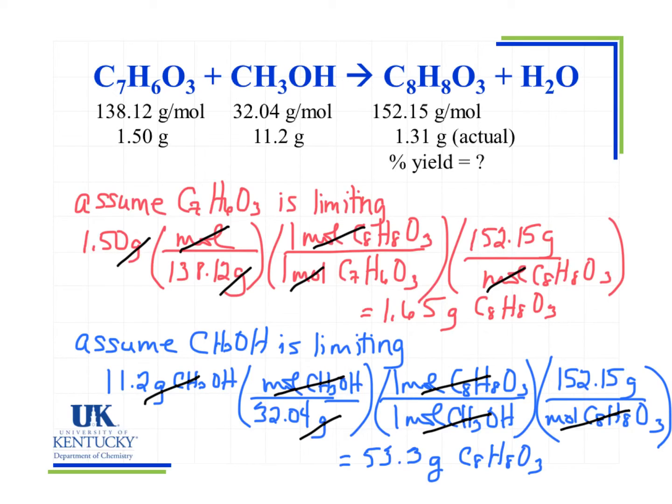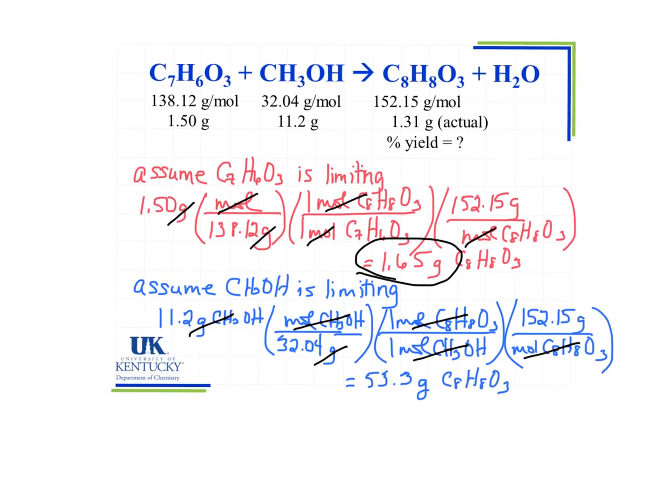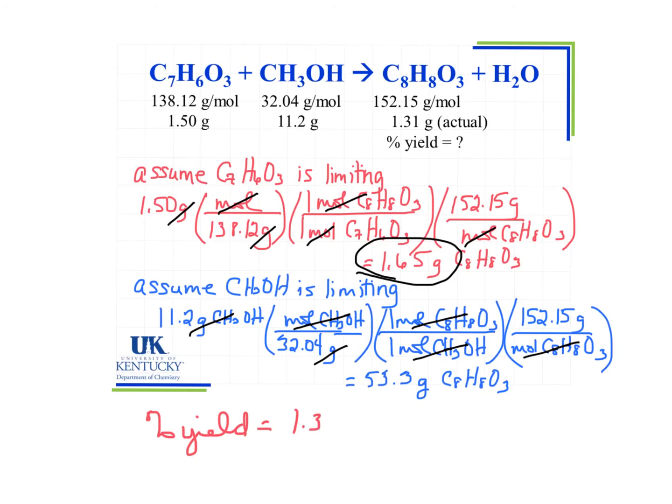Now I know my limiting reagent is going to be my salicylic acid, so this is my limiting reagent, and that also tells me that this is the maximum amount I can produce. So now I know my theoretical or my maximum yield, and I can use that along with my actual yield to figure out what the percent yield is for this reaction. So now let's look at what we've got. So we have percent yield equals actual, which was given in the original problem, 1.31 grams, over our theoretical yield, which we calculated, 1.65 grams times 100.